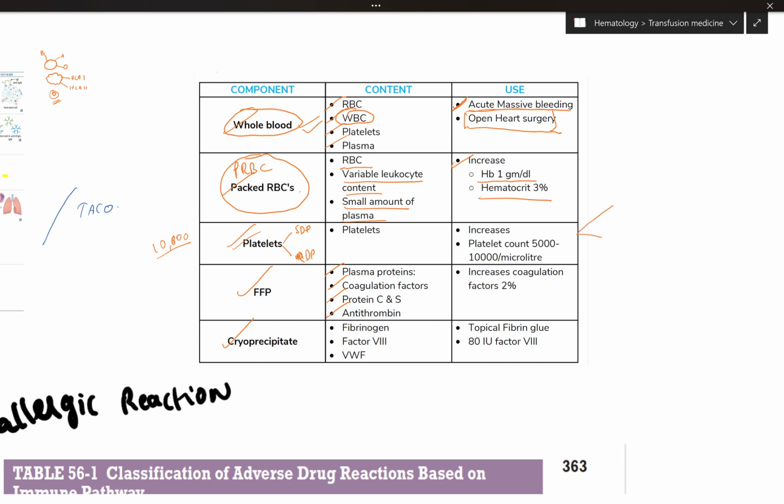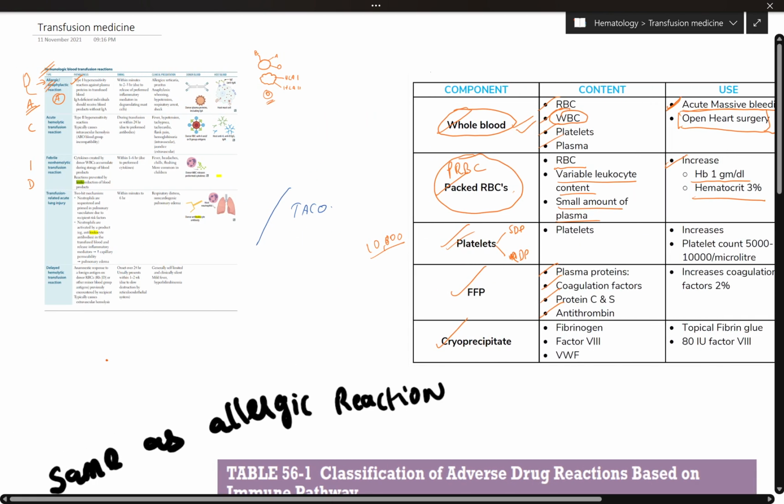major surgery or minor surgery. Major surgery 30,000 is the cutoff, minor surgery 20,000 is the cutoff, otherwise 10,000 is the cutoff. Bleeding manifestations can start anywhere around 10 to 20,000. You don't know, it's just not clear, but yeah. So basically those are the components of blood.